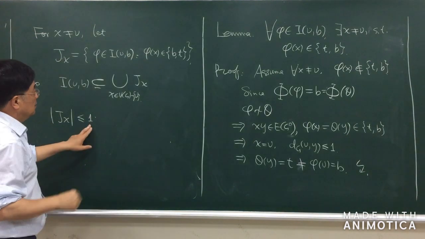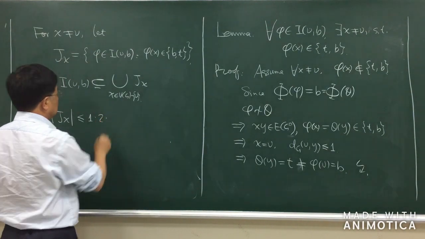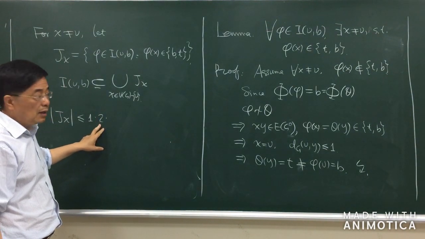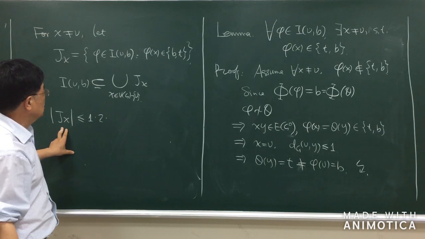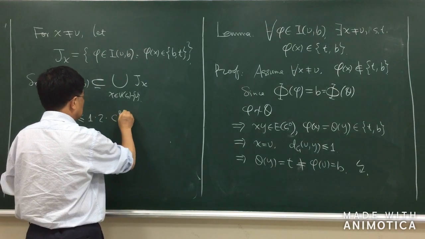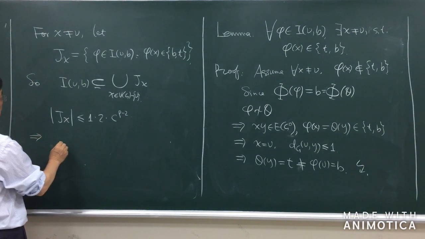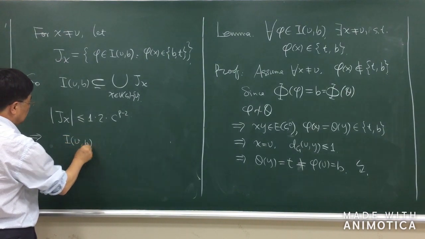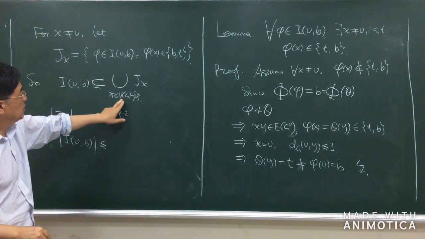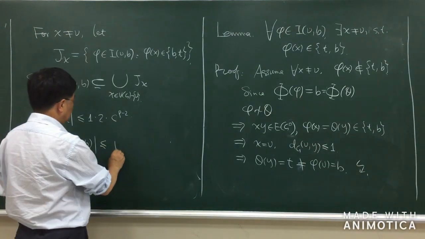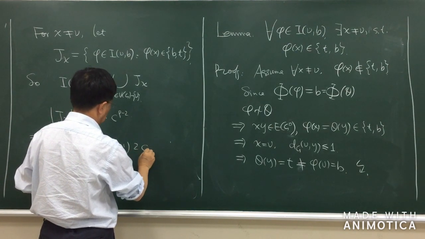There's one vertex, that's v. The color is fixed, has to be b. And there are 2 choices for x. And each of the other vertices of G has c choices. So that means c to the p minus 2, as there are p minus 2 other vertices. Therefore, the size of I V B is less than or equal to the summation, and there are p minus 1 of them, times the size of each, which is 2 times c to the p minus 2.